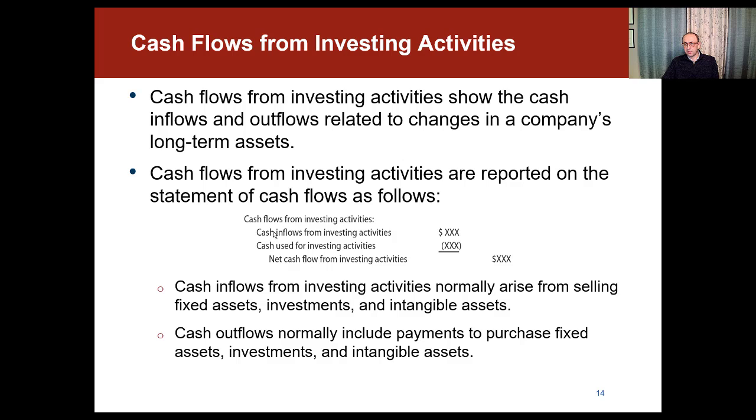As you can see here, we have the cash inflows from investing activities, and then we subtract the cash used for investing activities. Cash inflows from investing activities normally arise from selling fixed assets, investments, and intangible assets. The cash outflows normally include payments to purchase fixed assets, investments, and intangible assets. So it's the same things that we're spending on or receiving money from: if we receive cash because we're selling it, then it's an inflow. If we are buying something, we're spending cash, so it's a cash outflow.